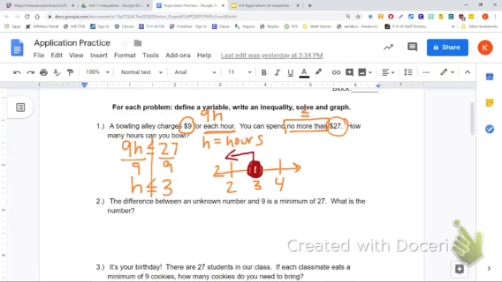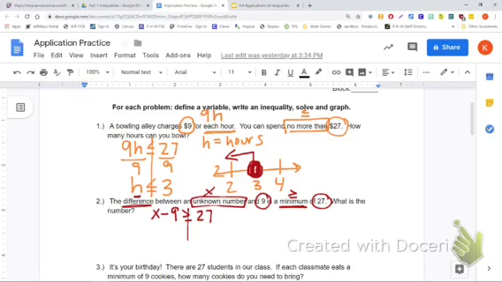Okay, let's look at number 2 here. The difference between an unknown number and 9 is a minimum of 27. What is the number? So here, difference, guys, that means to subtract. An unknown number, that's like a variable, x, and the other number is 9. A minimum, meaning it has to be more than or equal to the number 27. So with that, we're going to say the difference, so x - 9 has to be greater than or equal to the number 27.